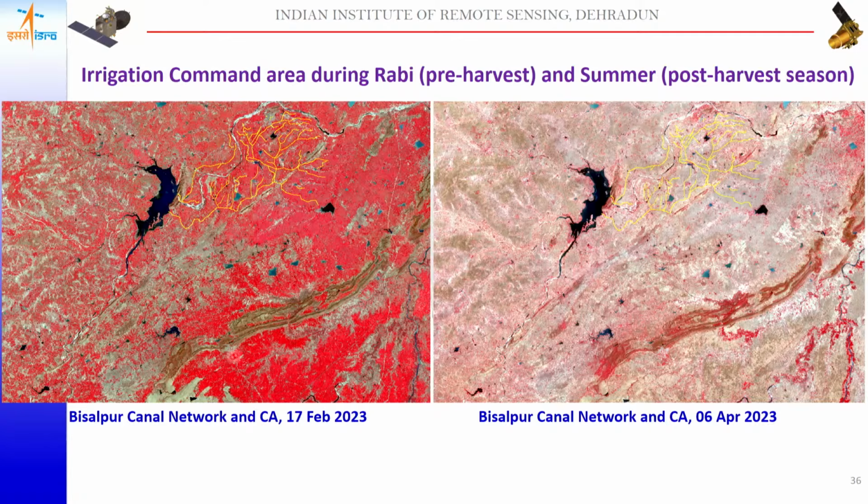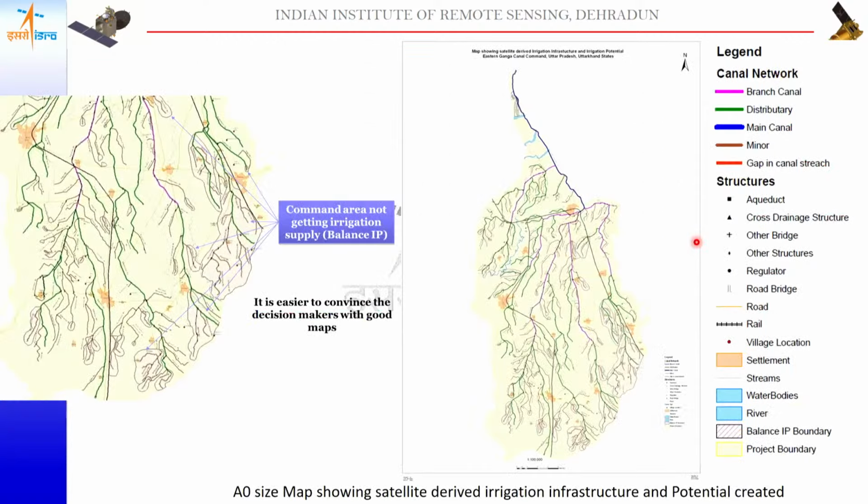And the same way you can see Jaipur, where Bisalpur Dam is used not just for the irrigation in the downstream but also to provide the drinking water. So you can see during the peak Rabi season and post harvest how the area looks in the FCC for the Bisalpur command area.